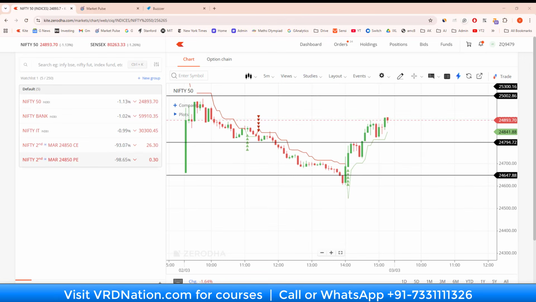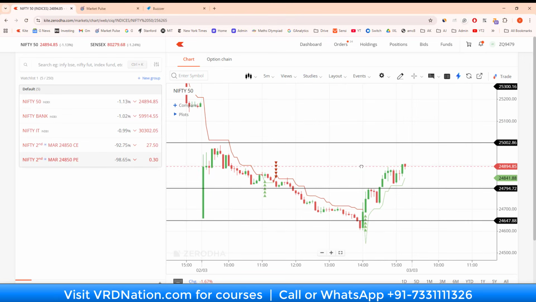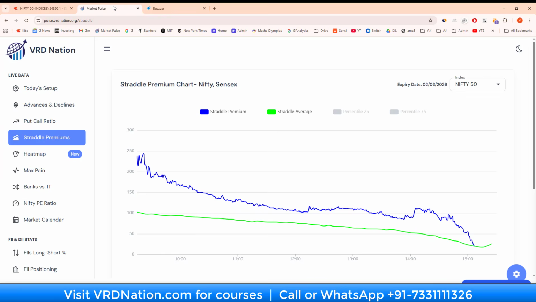So guys, one of the most important things that a trader has to pay attention to, especially those who are trading in derivatives, is volatility. And one of the most beautiful tools that I have used in my trading life is a simple tool called Straddle Premium. And the Straddle Premium basically shows the current price of the at the money call option plus put option combined.